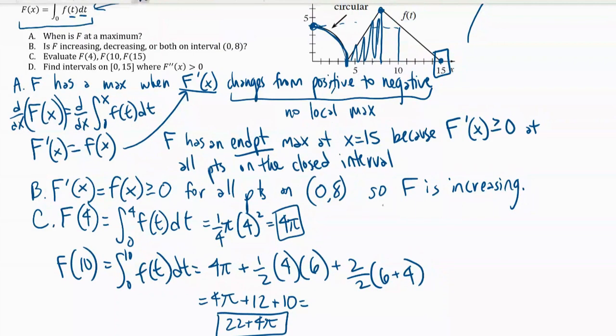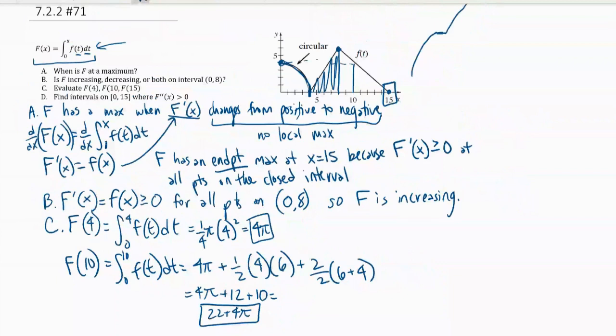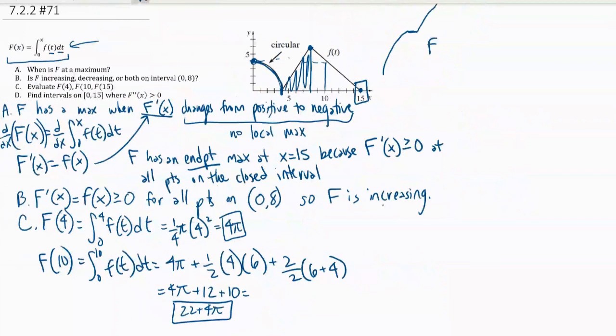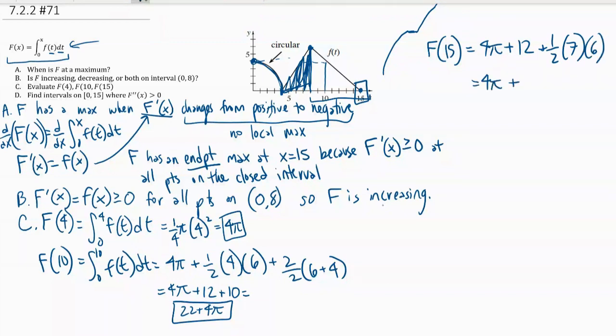All right. And then F of 15. Yeah, room here. Over here. Capital F of 15 is equal to 4 pi plus 12. So that was this triangle here, had an area of 12, plus, and I'm just going to go ahead and say 1/2 base times height. So my height is 6 and my base is 7. So that's 4 pi plus 12 plus 21. So that's 4 pi plus 33.